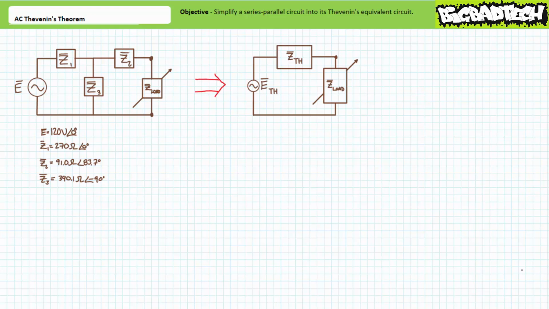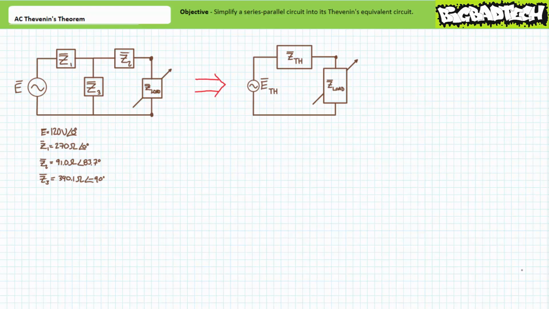Voltage influences current directly. Increase voltage magnitude, current magnitude increases. Impedance, however, influences current inversely. Decrease the impedance, current magnitude increases. Both partners are necessary for the dance. Thevenin's theorem takes advantage of this half of the equation.